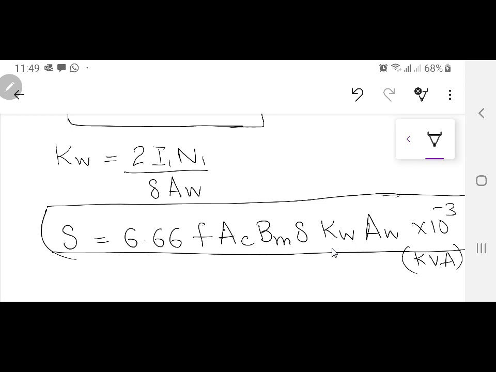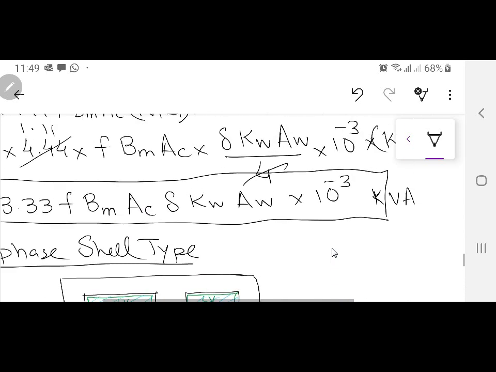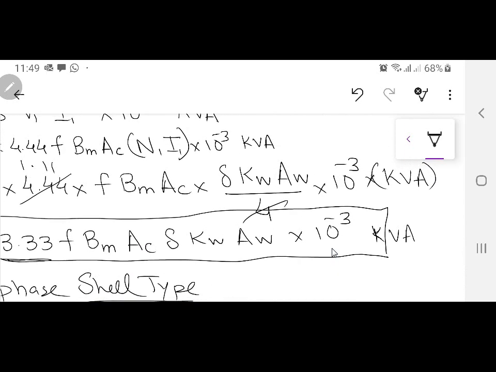Now, one question. This factor is 6.66 in three-phase shell. This factor is 3.33 in three-phase core. What is the advantage? In shell type, you can get better output kVA from the same size.